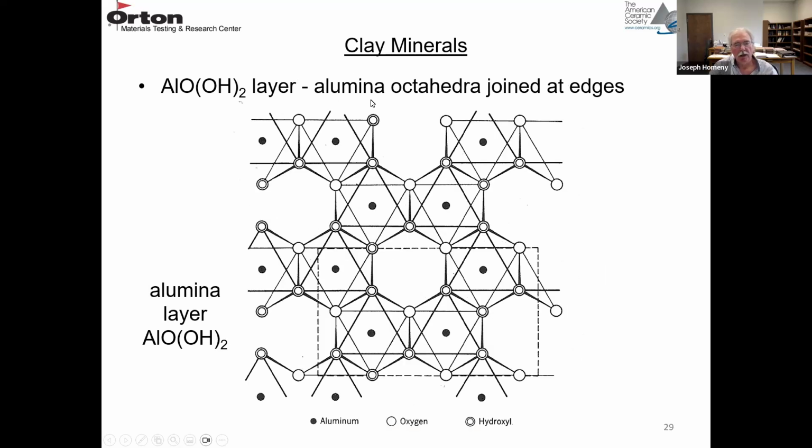And then the alumina layer, you have alumina octahedra joined at edges. So the black circle is aluminum, the open circle is oxygen, the double ring circle is the hydroxyl OH. So you have an aluminum ion sitting in an octahedron composed of 2 oxygens and 4 hydroxyls. And then they're joined at the faces, sorry, the edges. So that's your aluminum layer, Al2(OH)4.